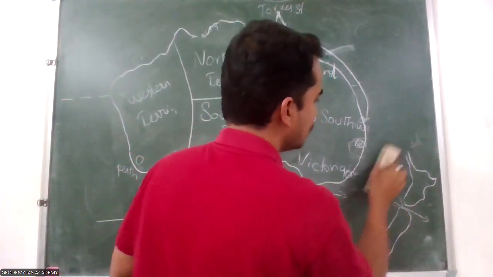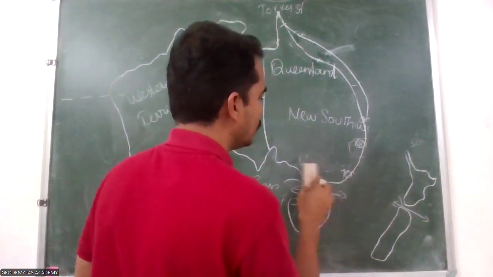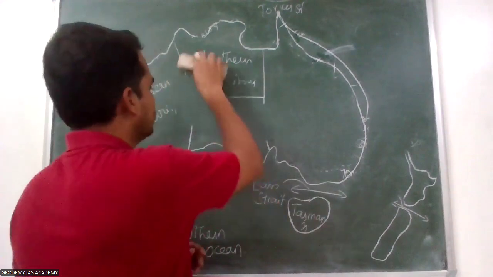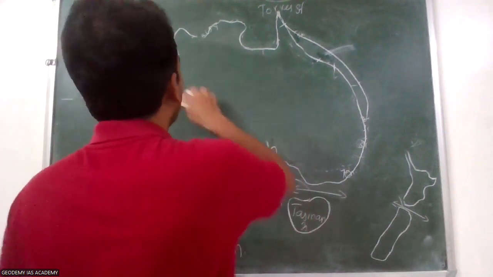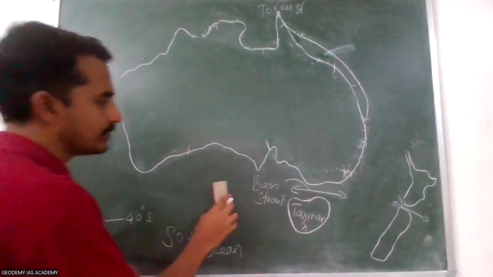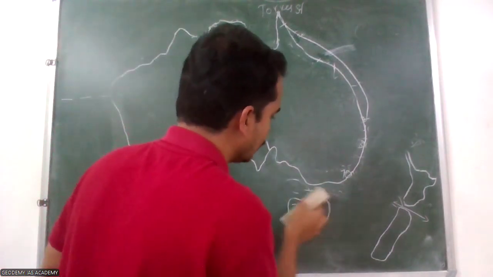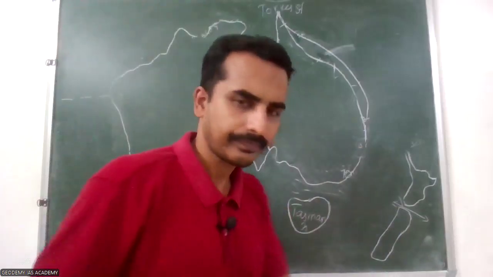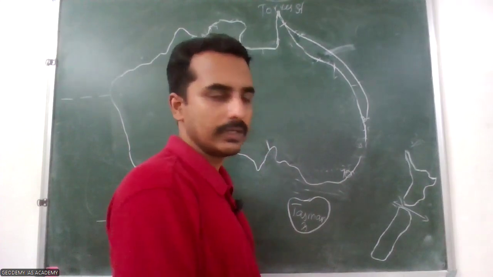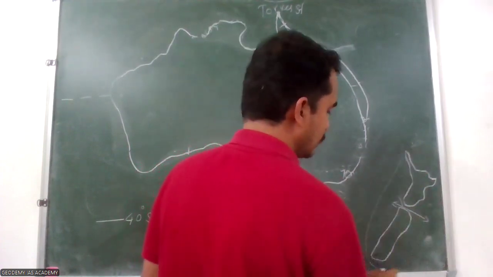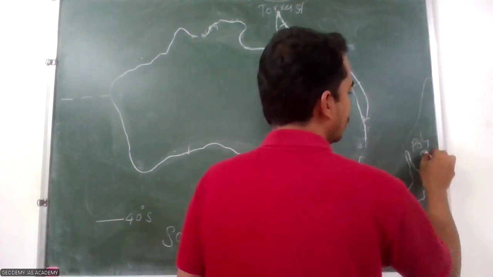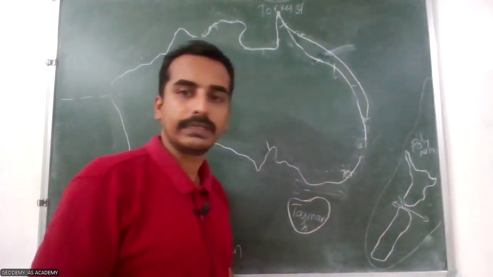The islands in the Pacific Ocean are classified into Polynesia, Melanesia, and Micronesian region. Polynesia has many island countries, and Melanesia has many, and Micronesia also. Polynesia includes the New Zealand island also. From New Zealand to Hawaii, it extends.